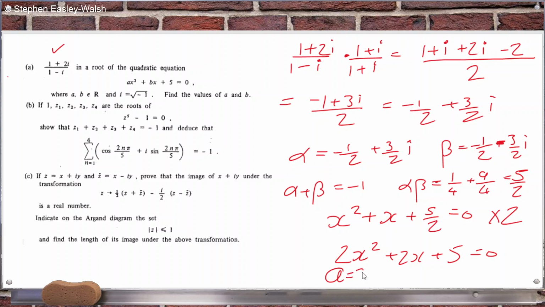So that's the a and that's the b. The a is 2 and the b is 2. A quick check on my calculator will confirm that. Yep, that's right. Okay, that's the first part done.